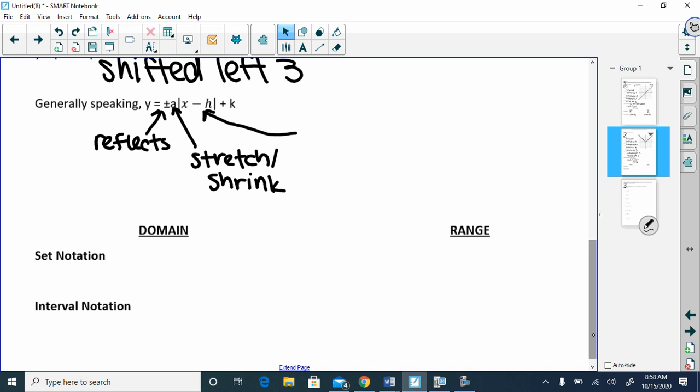Okay, and then the h. So the h is the one that's inside of the absolute value, right? So those are like our last two equations. What kind of change did that make to our graph? Right? So this one is going to shift it left and right. But make sure we remember it's going to be opposite of what it says, right?